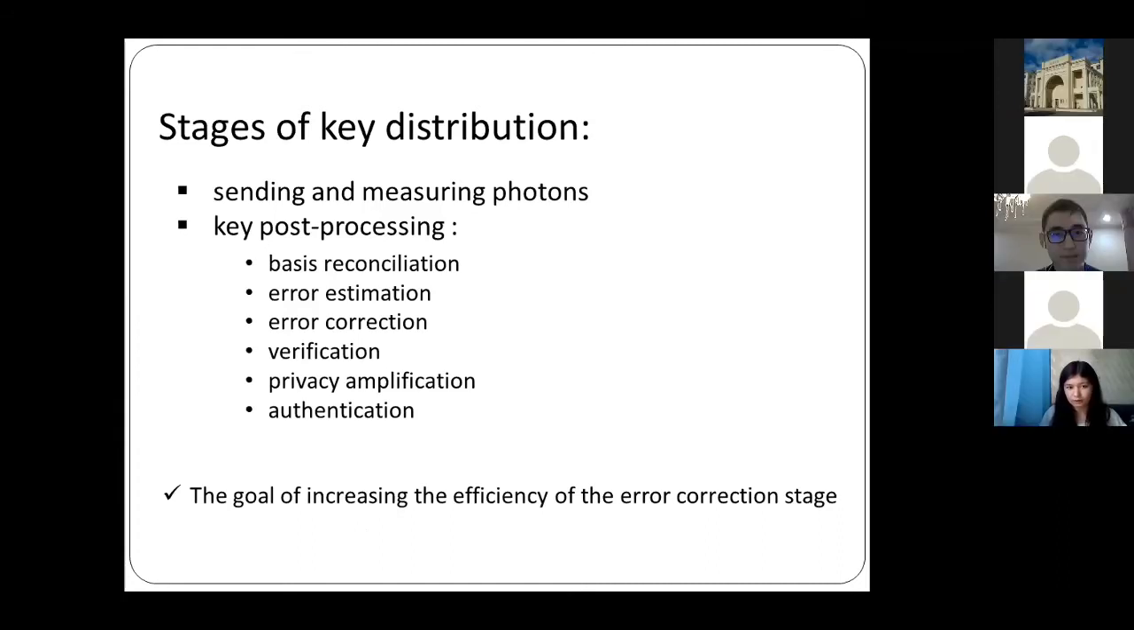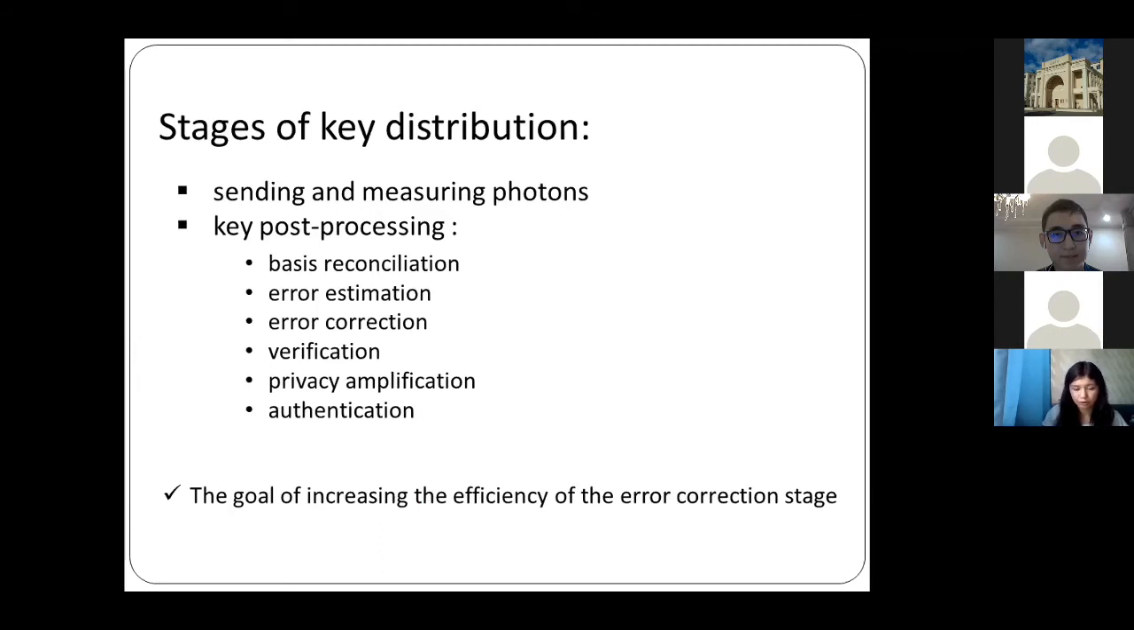The second stage is key post-processing, which includes basis reconciliation and error estimation. The eavesdropper is not the only one responsible for the errors in the quantum channel. Errors during quantum communication can also occur because of noise in the detector or other factors. So Alice and Bob must estimate the error rate and decide whether there is eavesdropping or not.